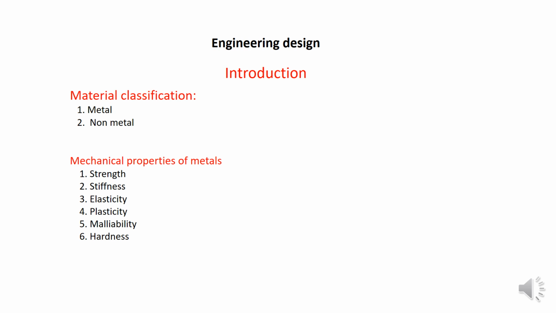So next we are going to study some important mechanical properties of metals. First property is strength. What is strength? It is the ability of a material to resist externally applied forces without breaking or yielding.